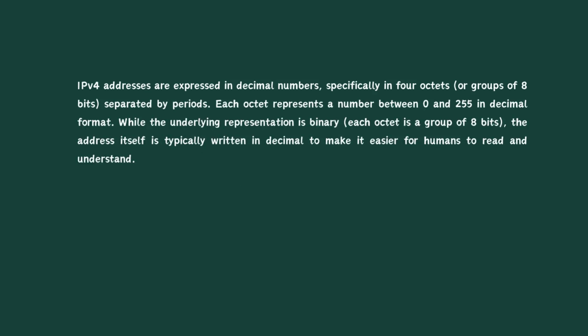IPv4 addresses are expressed in decimal numbers, specifically in 4 octets, or groups of 8 bits, separated by periods. Each octet represents a number between 0 and 255 in decimal format. While the underlying representation is binary, each octet is a group of 8 bits. The address itself is typically written in decimal to make it easier for humans to read and understand.